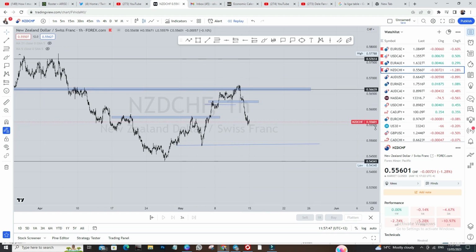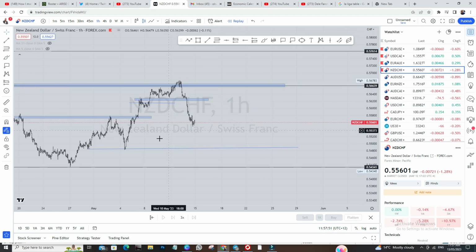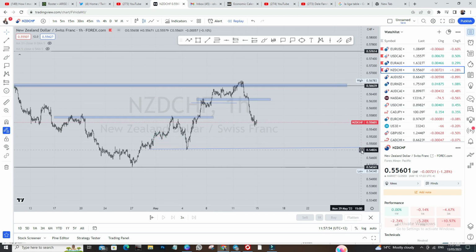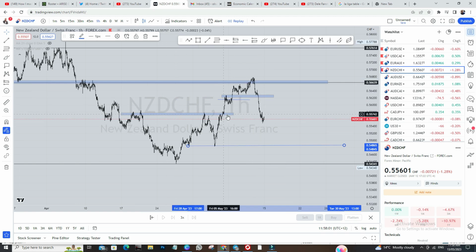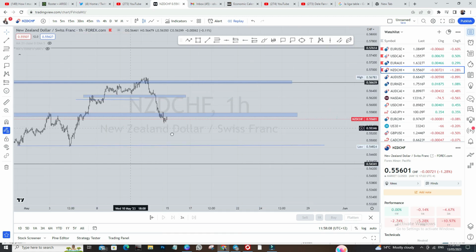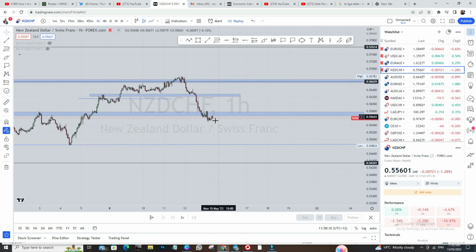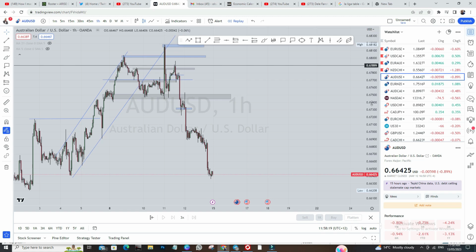What I'll be expecting is price to react here, which it is almost doing. I think it's doing that now. So next week I'll be waiting to see exactly what price is going to be doing for the NZD CHF. So that's how it is for NZD CHF.